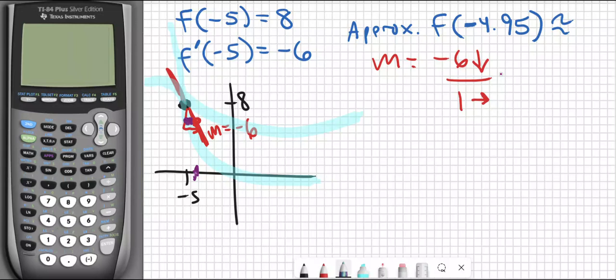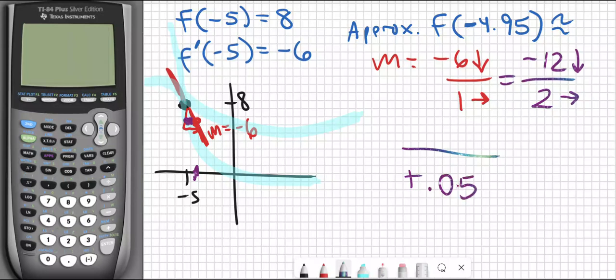If we go over 1, we would go down 6. So picture if we were to go over 2, we would go down 12, right? The slope is just a ratio of the up and down. It's like how steep your function is, how steep your roof is. And so here, if we want to go from negative 5 to negative 4.95, that is technically over plus 0.05 units. If you're unsure about that, just subtract them. What's the difference between those two points? Negative 5 minus negative 4.95. Those two points are 0.05 units apart from each other.